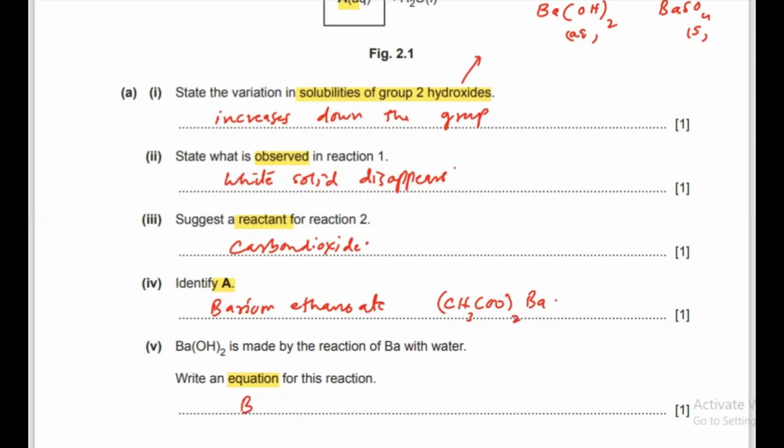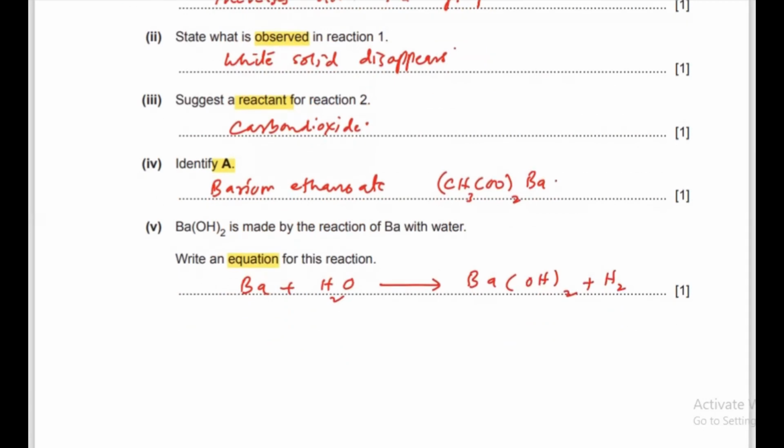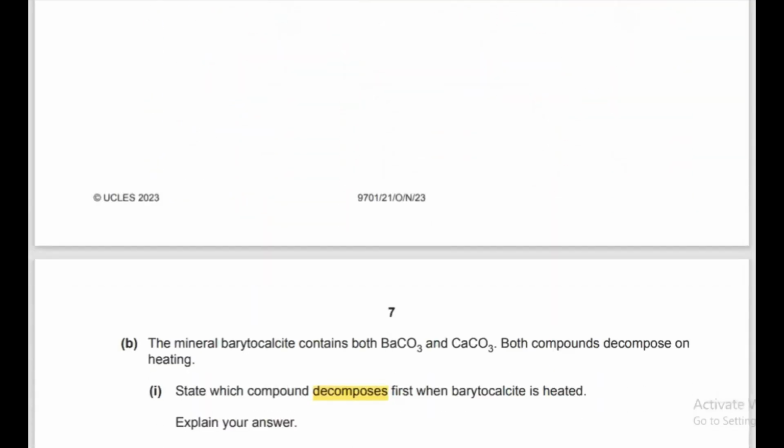Barium hydroxide is made by the reaction of barium with water. So this is barium. If it reacts with water, we will get barium hydroxide and hydrogen. Group 1 and 2 metals react with liquid water to give the hydroxide, and this is hydrogen gas. If you balance this equation, we'll get a coefficient 2 before the water. So this is the balanced chemical equation of the reaction between barium and water.